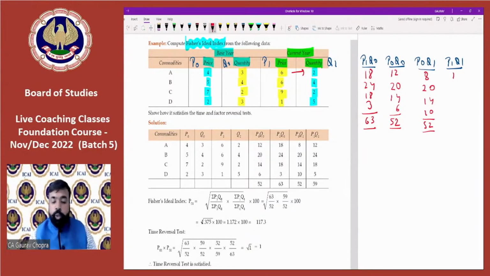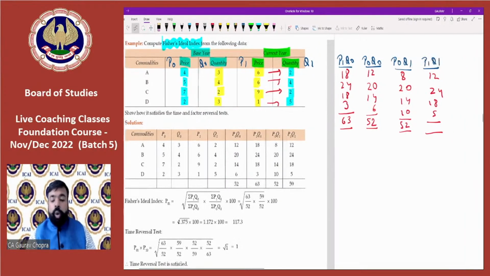Q1. So 6 into 2 is 12. 6 into 4, 24. 9 into 2 is 18. And 1 into 5 is 5. So in this manner, we can calculate all the values. So how much is the total? 59.